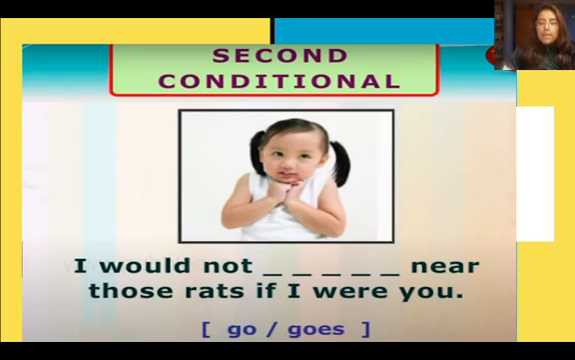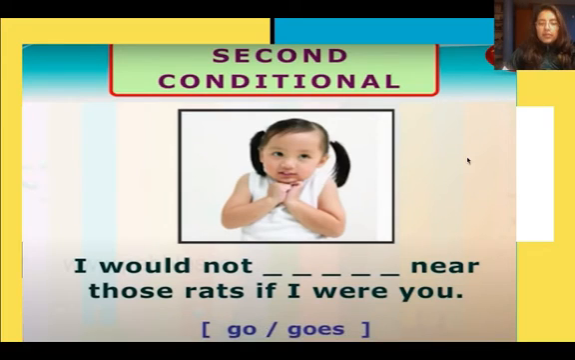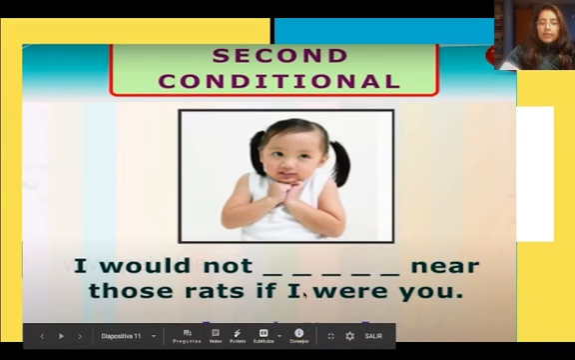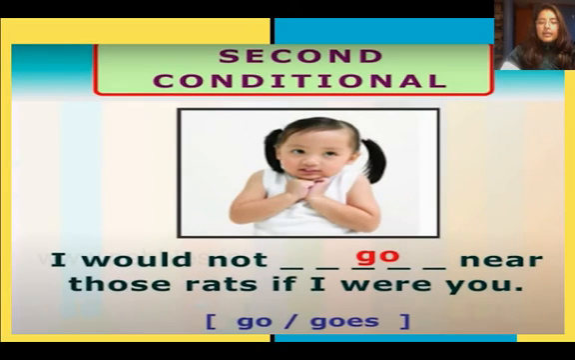Okay. Remember, when you use would, the verb is in the base form, and the second sentence is in past simple. In this case, if we use the verb to be for all the subjects, we have to use were. Don't forget that. Let's check. Very good. I would not go near those rats if I were you.